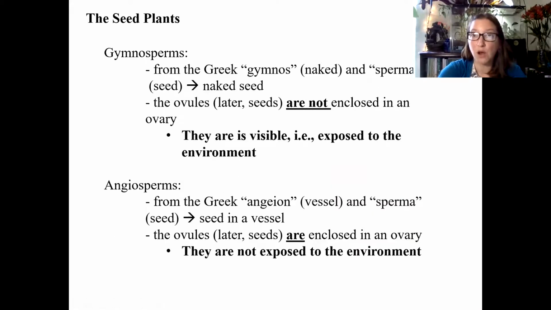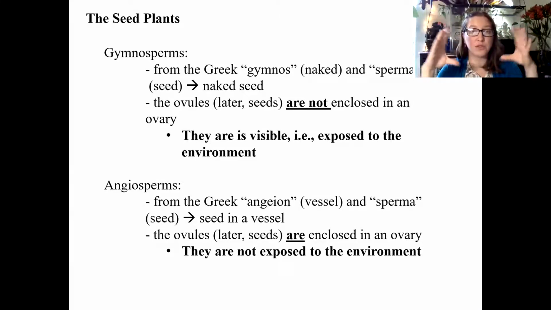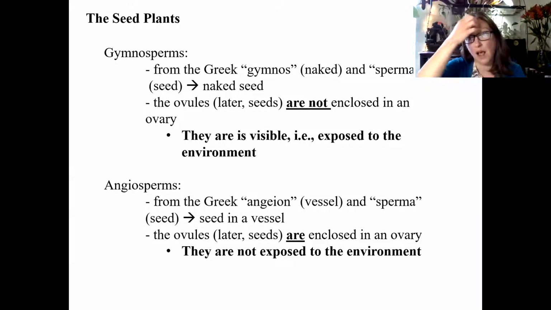This is just a little recall, because we did talk about this a bit last class too, in that gymnosperms and angiosperms both have ovules, and gymnosperms and angiosperms both have seeds. But the difference is that for the gymnosperms, the ovules and later the seeds are not enclosed in a structure. The ovules are not enclosed in an ovary. The seeds are not enclosed in a fruit. In the gymnosperms, they are visible with your naked eye. They are exposed to the environment.